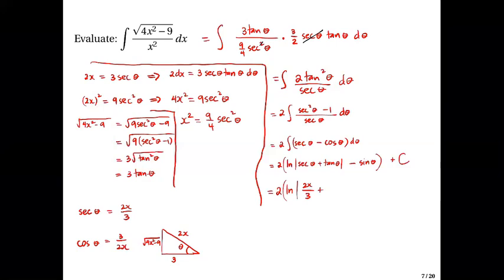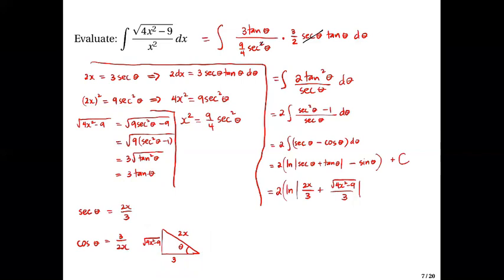So if you use this guy here, tangent theta is just square root of 4x squared minus 9 over 3. And that's consistent with this triangle here. TOA: tangent theta is opposite over the adjacent. So it should be consistent there.